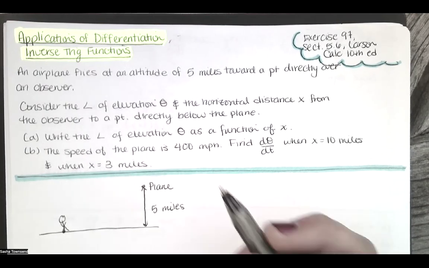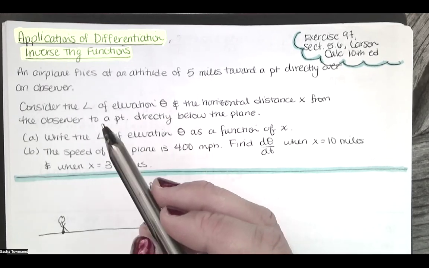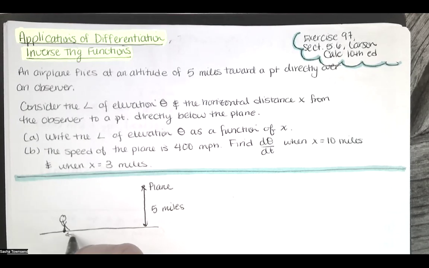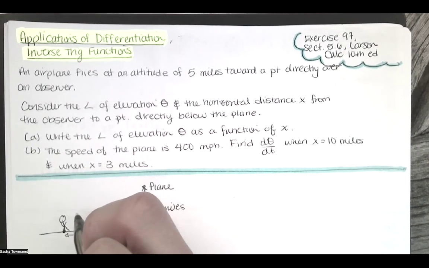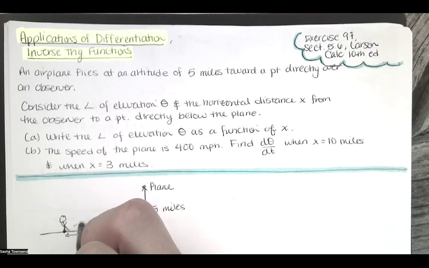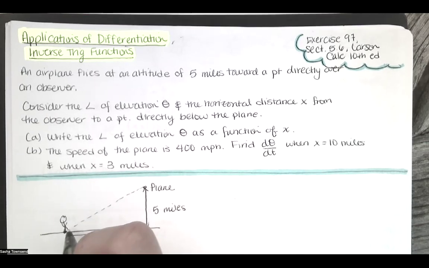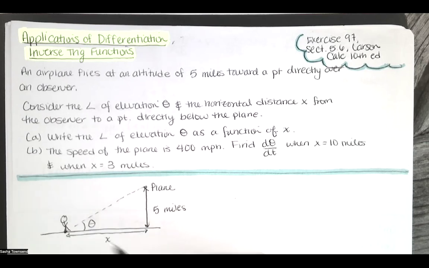And then the question says, consider the angle of elevation theta and the horizontal distance x from the observer to a point directly below the plane. So we're calling this x. And then the angle of elevation is from that person's feet. We make a line segment from that person's feet to the plane. And the angle of elevation is that angle right there.